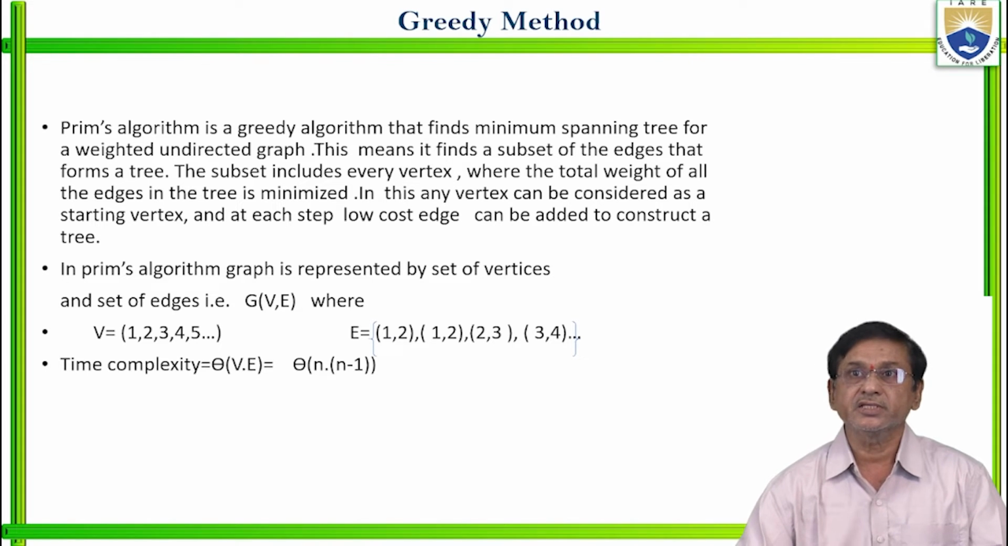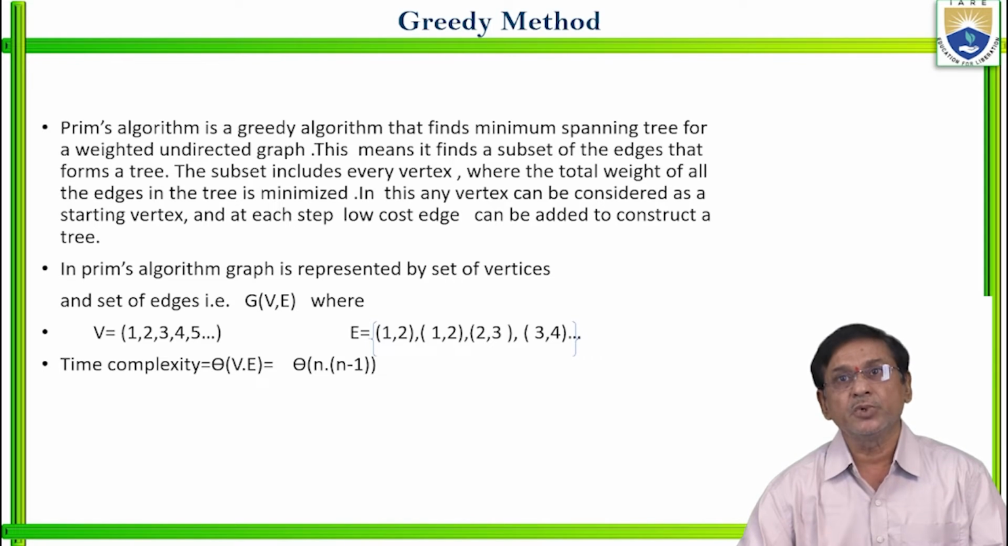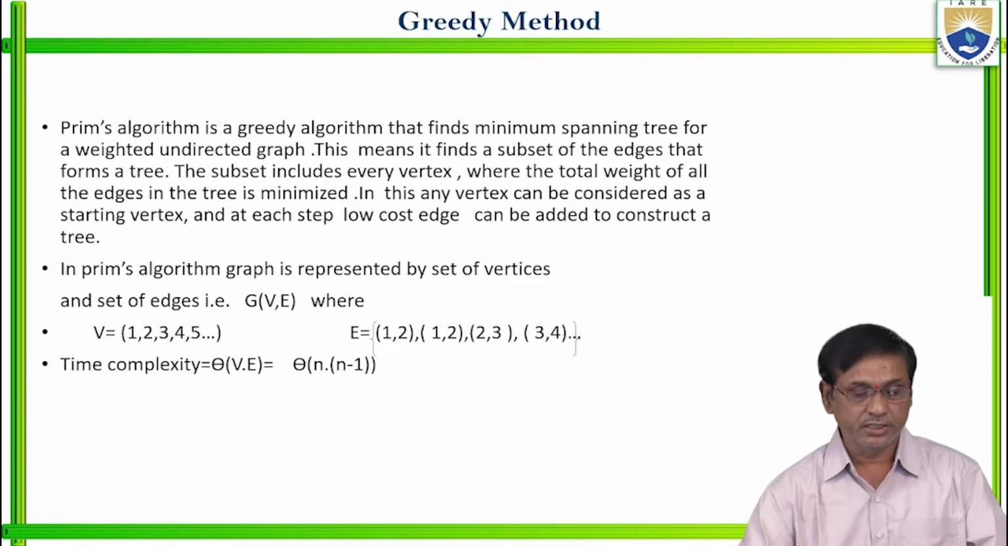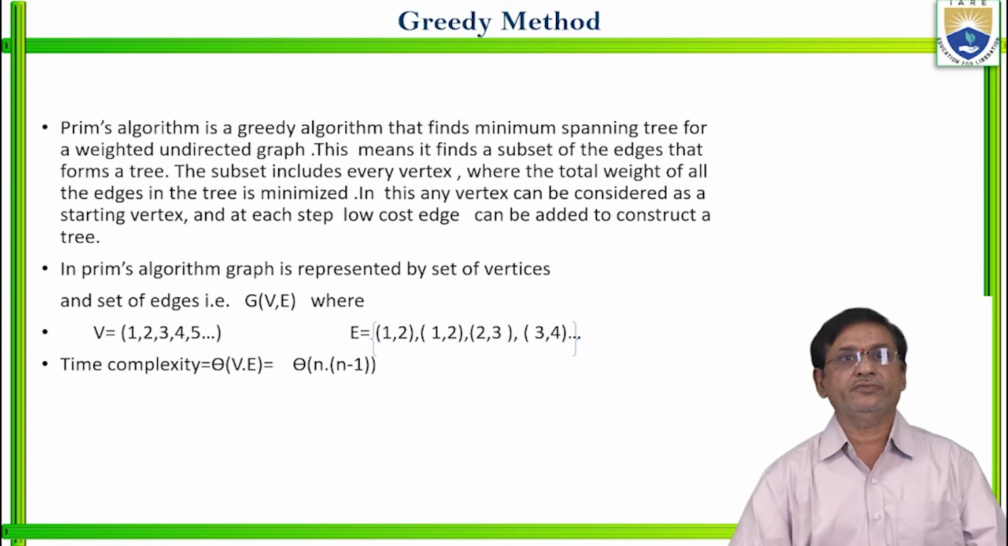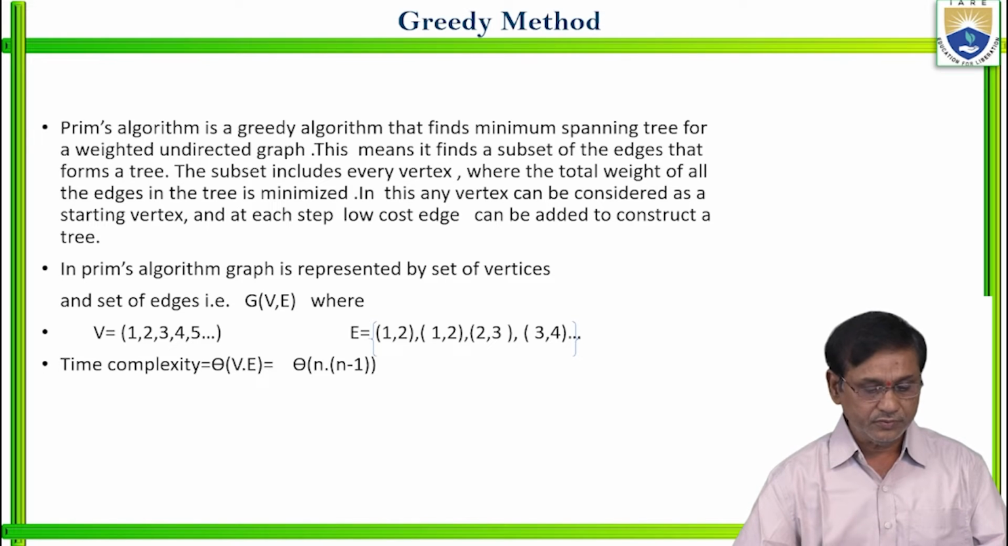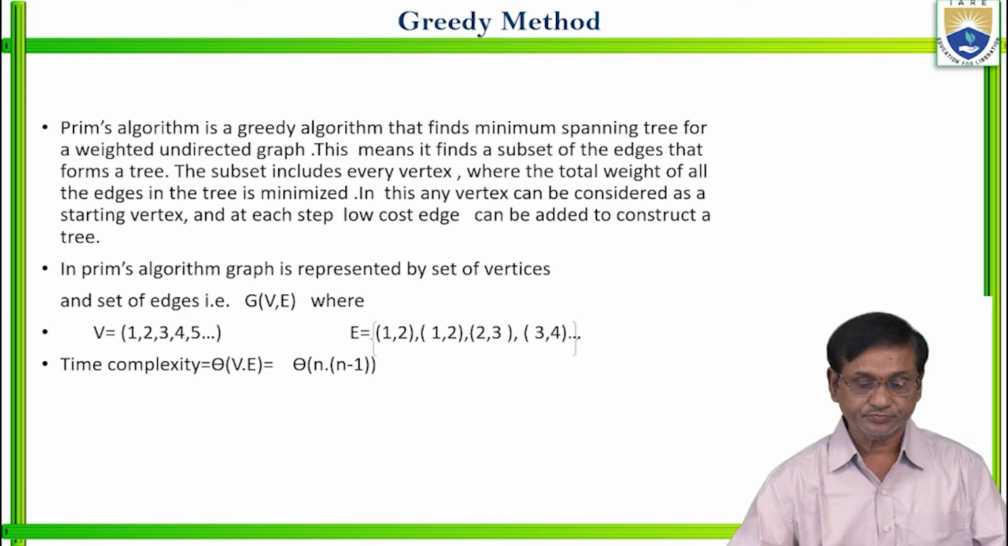In this, any vertex can be considered as a starting vertex, and at each step, a low-cost edge can be added to construct a tree. In Prim's algorithm, the graph is represented by a set of vertices and a set of edges. So, V is the number of vertices, and E represents the number of edges. So, the time complexity is represented by theta of V times E, that is equal to theta of n into n minus 1, where n is the number of vertices and E is the number of edges.